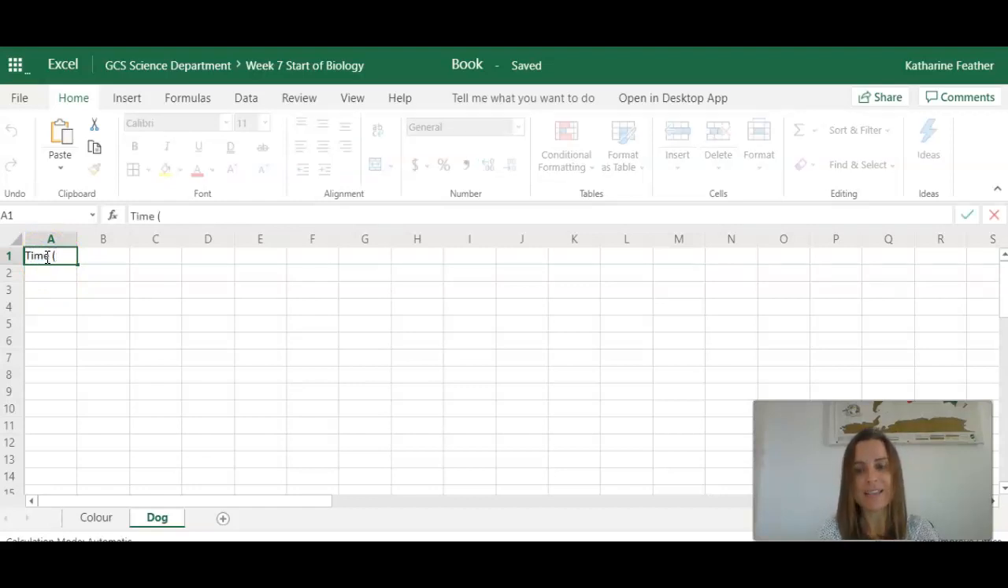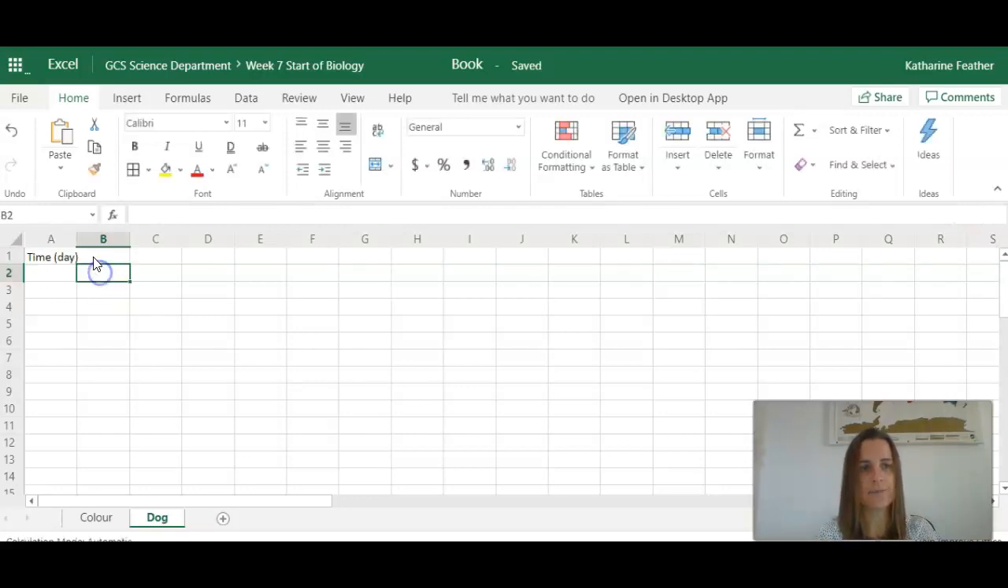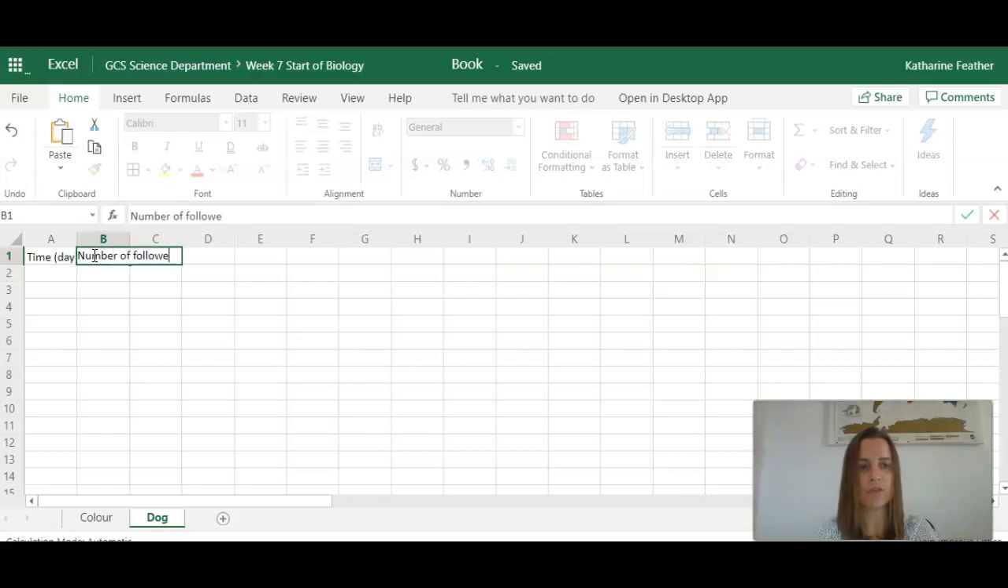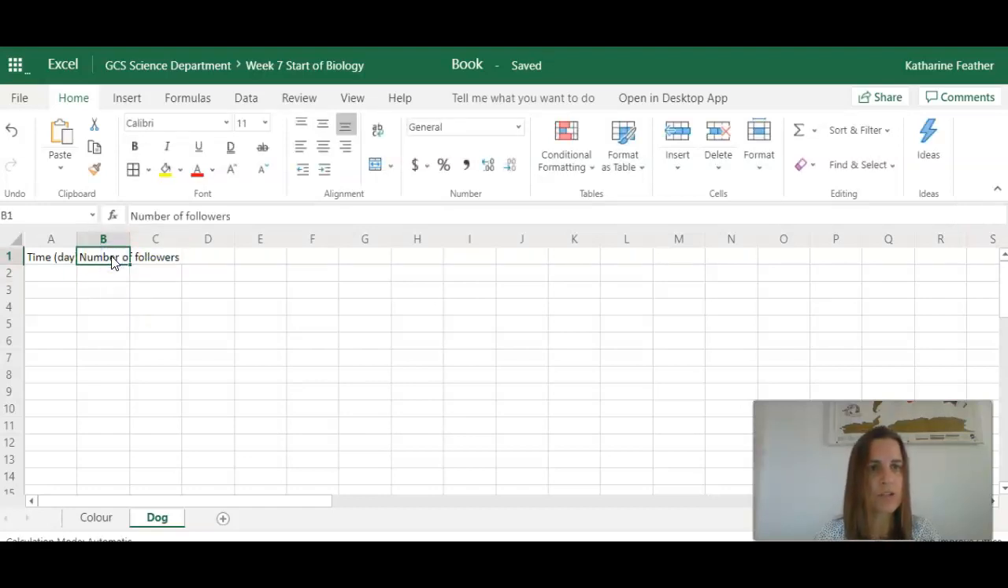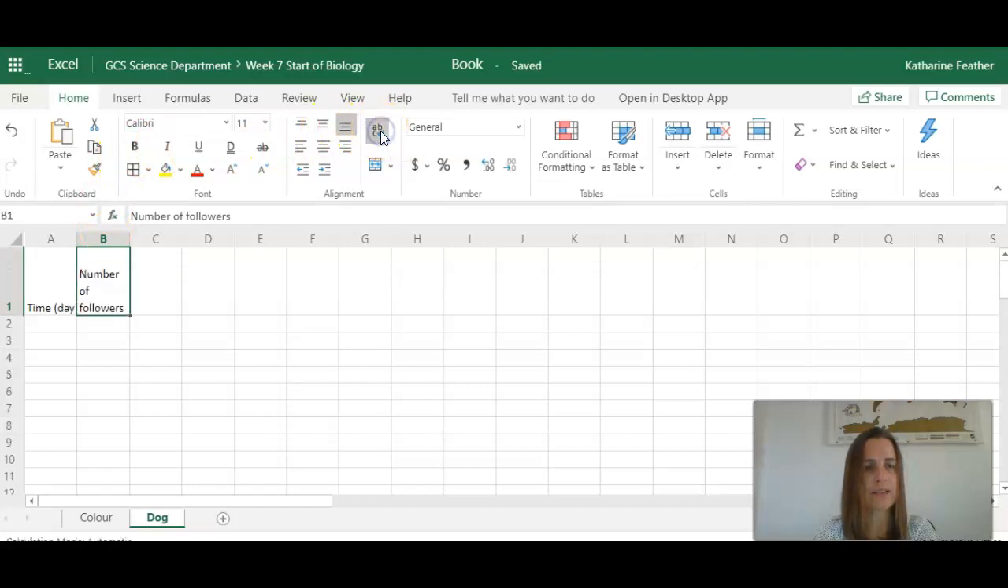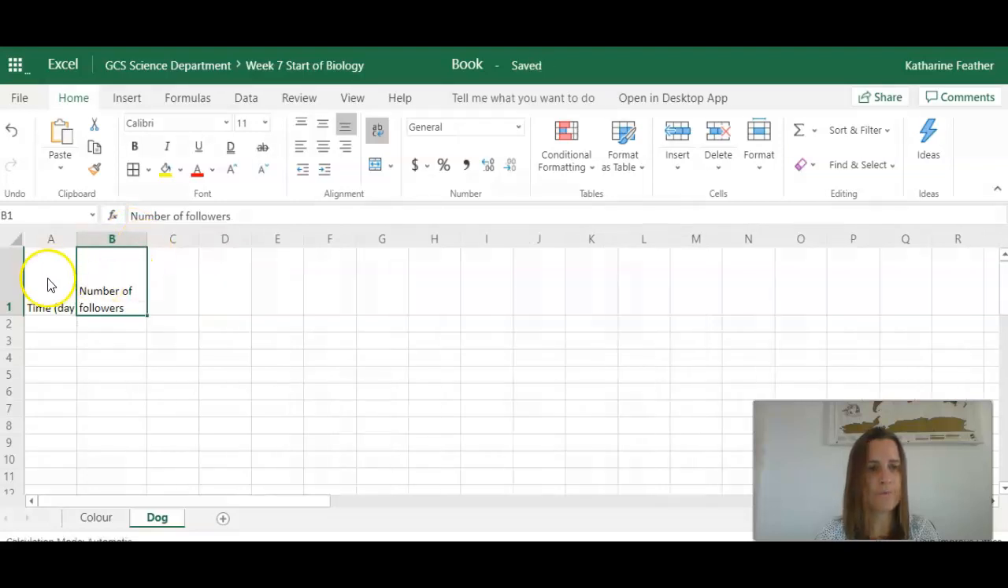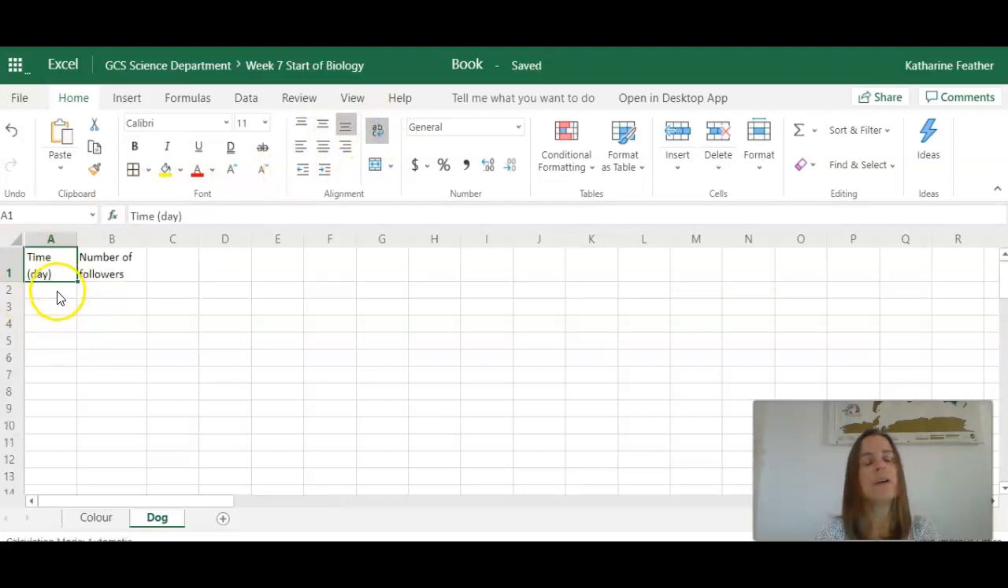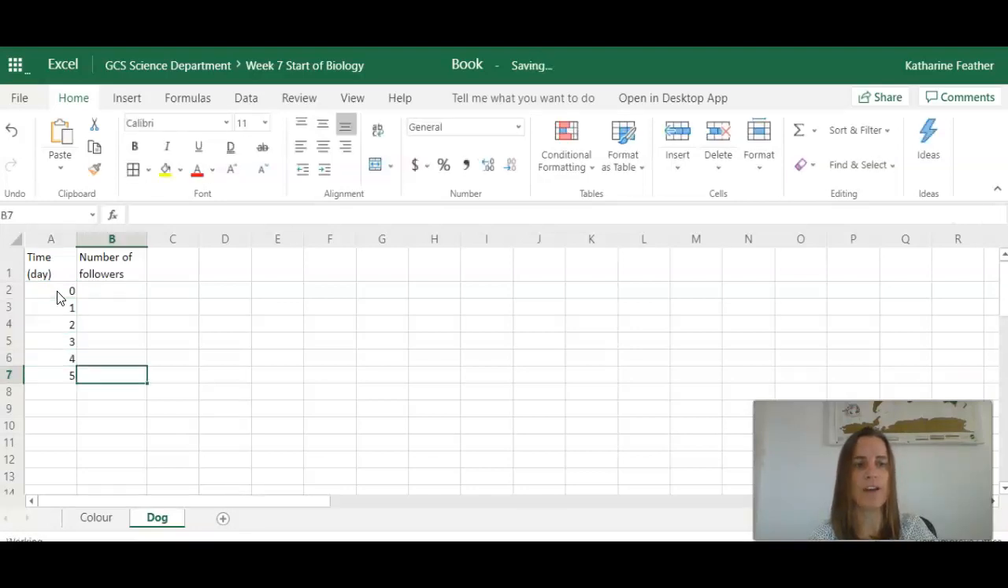Now this time there is a unit, so I'm just going to put day in brackets, and that shows the unit. Then what I want to be measuring in B is for every day the number of followers. Newsflash, it's not very many. Okay, so I'm going to do my same trick again, which is to wrap that text so it stays in the same location. My days have gone funny as well. There we go, that looks better. Right, so day 0, I'll start with day 1, 2, 3, 4, and 5.